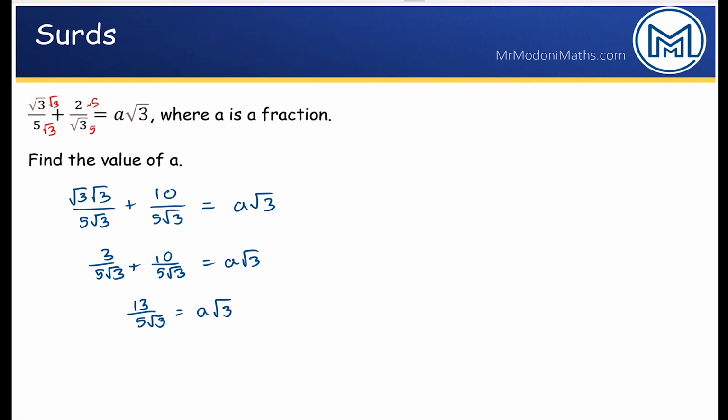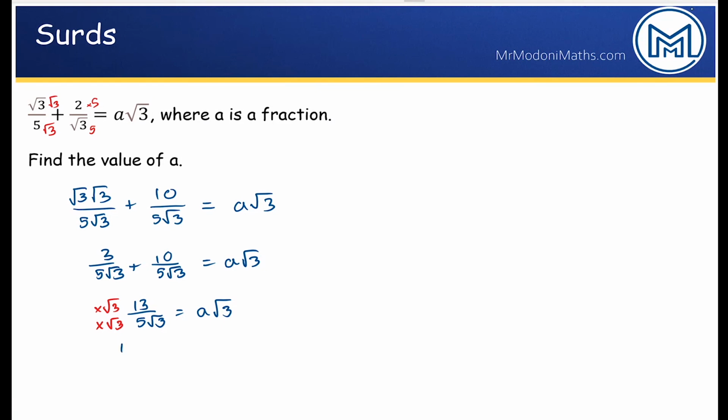Now, we have got it to a single term, but we still have a surd on the denominator, whereas on the right-hand side, we have a surd on the numerator. Now, in order to get rid of the surd from the denominator here, we're going to rationalize the denominator. So if we multiply both the numerator and denominator by root 3, that will ensure that our fraction on the left-hand side becomes an equivalent fraction where there are no surds on the denominator.